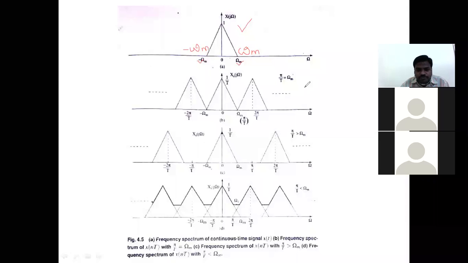Okay. Now here again you will have three cases. In case one, what happens if the selected frequency omega m is equal to pi by T? In the next case, pi by T is greater than omega m, and in the third, pi by T is less than omega m. If you clearly observe these three cases, whenever you select the maximum frequency omega m equal to pi by T, in that particular case, you will get this type of waveform.